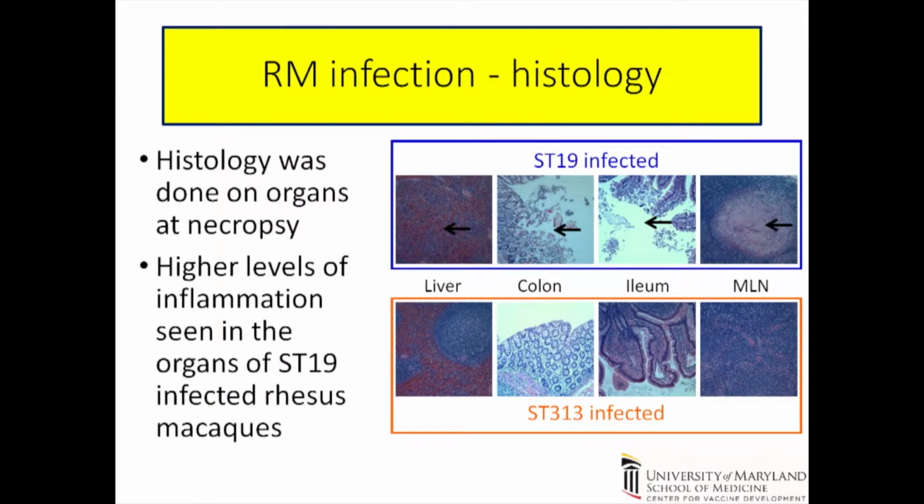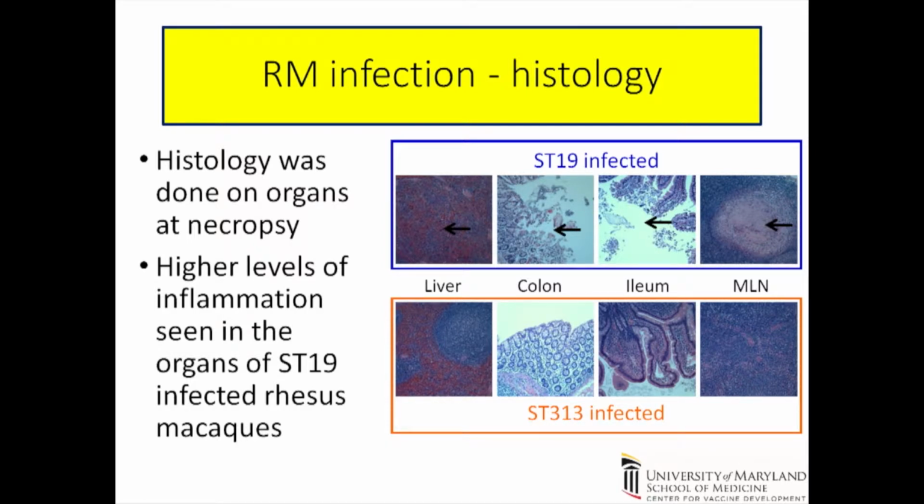Finally, moving on to the histology. This was done on the organs at necropsy, so 21 days post-infection. What you can see here is some histology from the liver, colon, ileum, and mesenteric lymph nodes. We also did the spleen, however, we didn't see any significant differences.